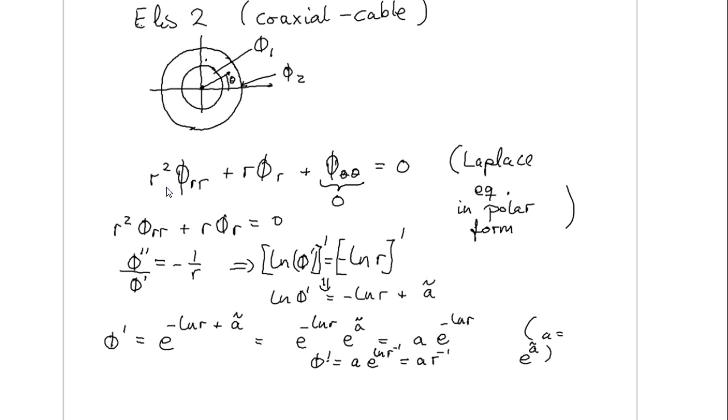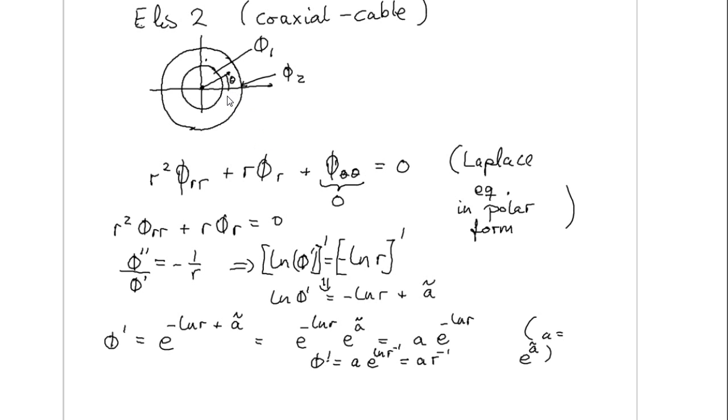Let's recall that the Laplace equation in polar form takes this form. Here we have r squared multiplied with the second derivative of phi with respect to the radius, plus r multiplied with the derivative of phi with respect to the radius, plus the second derivative of phi with respect to the angle theta. So theta is this angle relative to the positive x-axis.